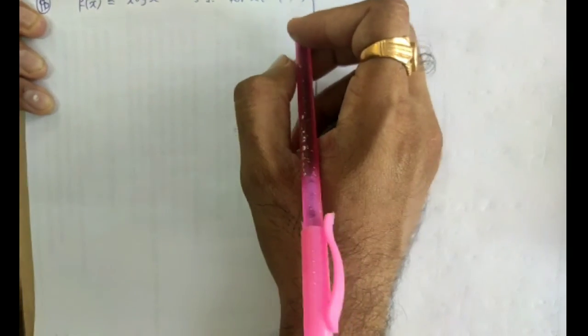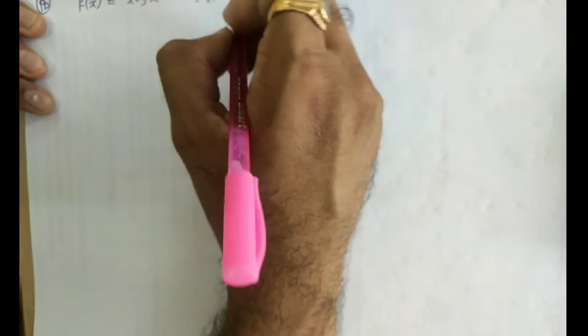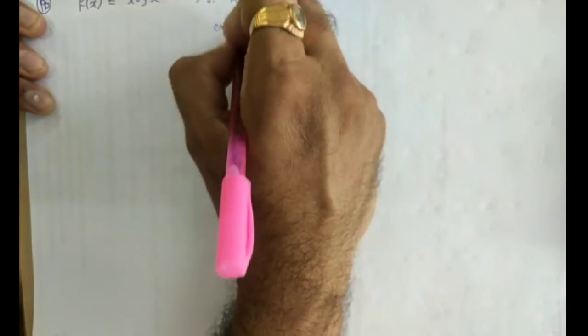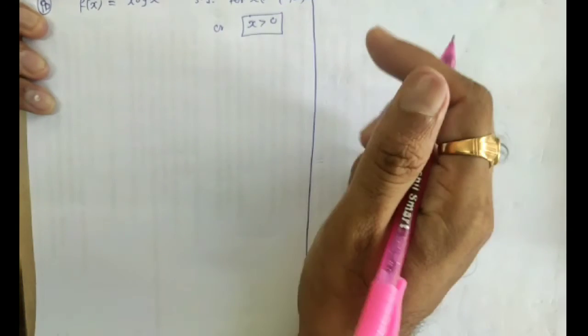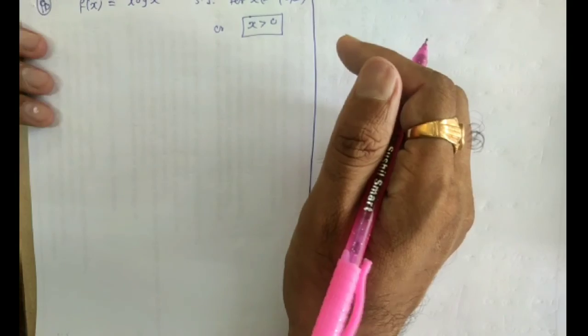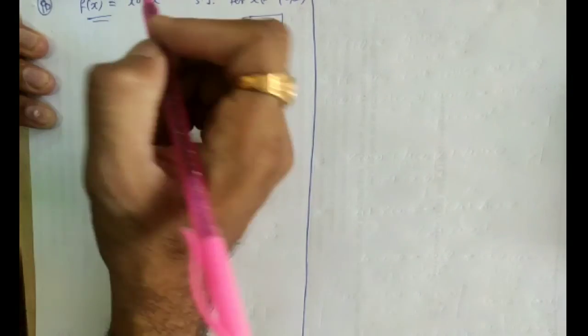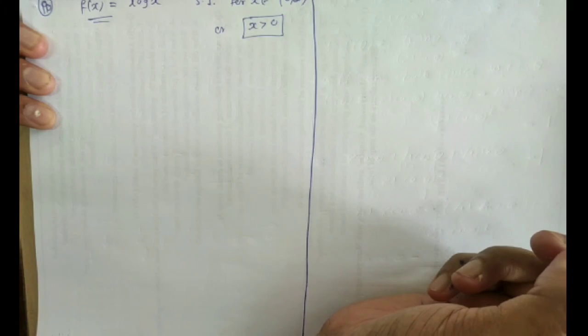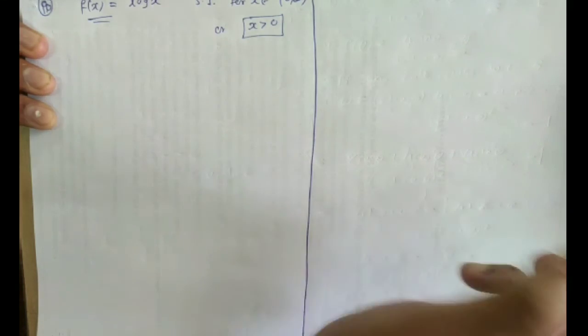Strictly increasing for 0 to infinite. We can also say 0 to infinite as x greater than 0, right. 0 to infinite is the right hand side of the number line, which is x greater than 0. So you have to prove that f of x equal to log x is a strictly increasing function for x belongs to 0 to infinite, or x greater than 0.